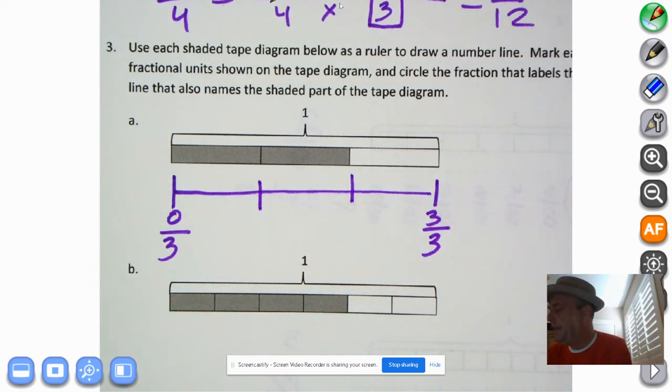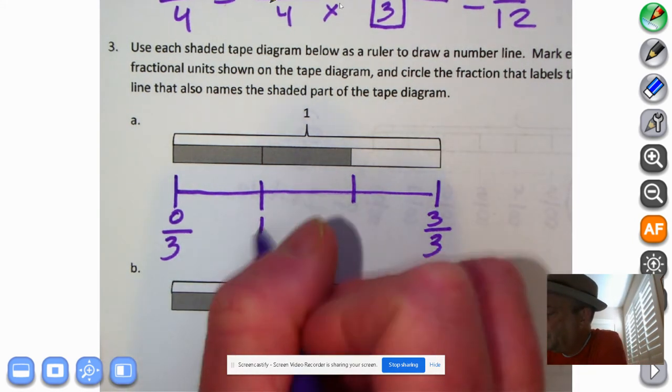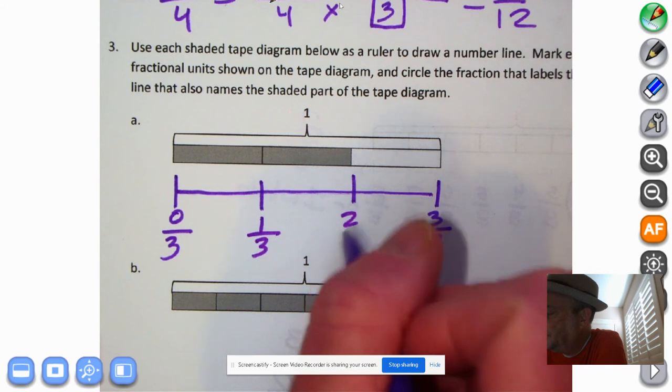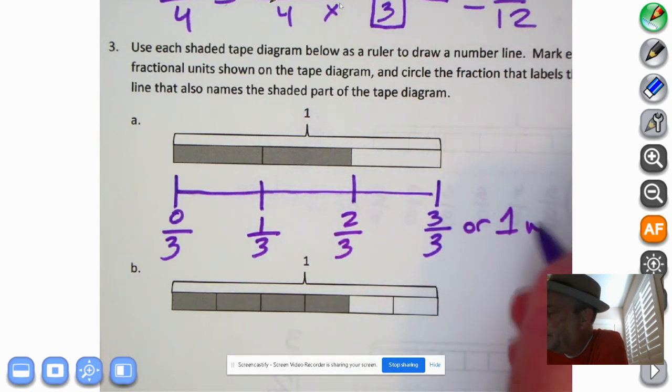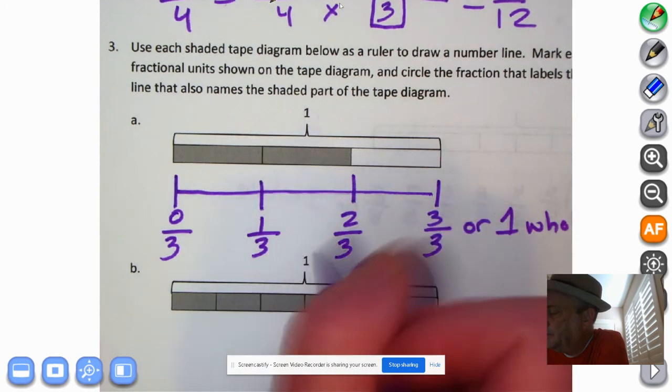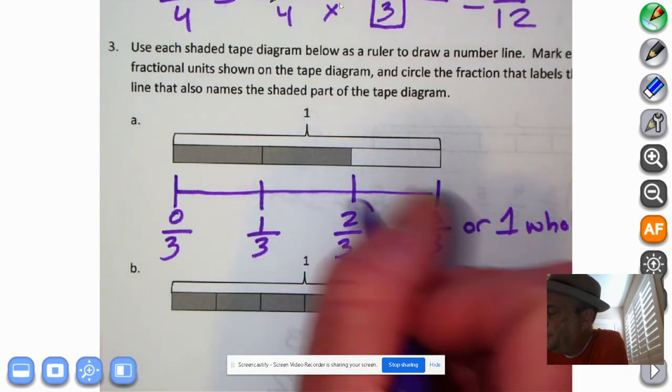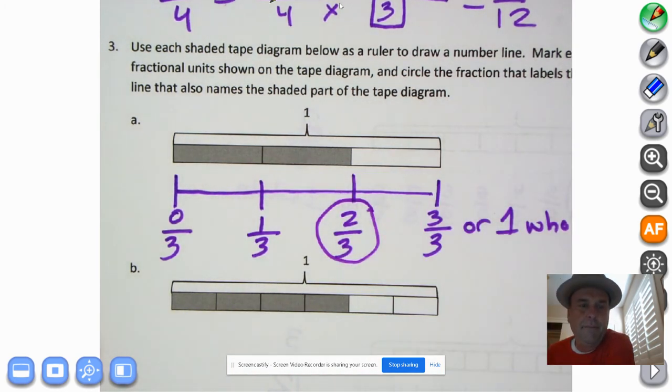And welcome back. So I have 0/3 here, so this must be 1/3. This must be 2/3. This must be 3/3 or 1 whole. And this represents what? Not 1/3, but 2/3. And there we have it.